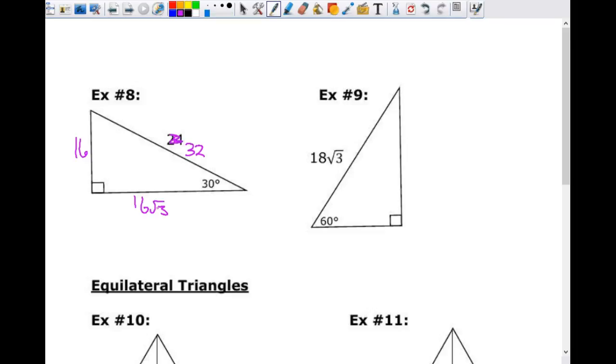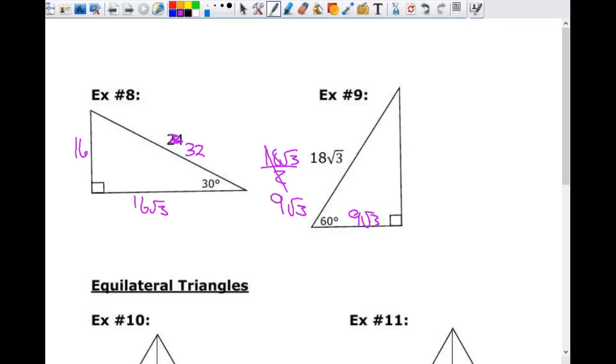We know this large side is twice as large as this small side here. So in order to find the small side, we have to divide this by 2. 18 root 3 divided by 2. 18 divided by 2 is 9, but what's left over? Square root of 3.